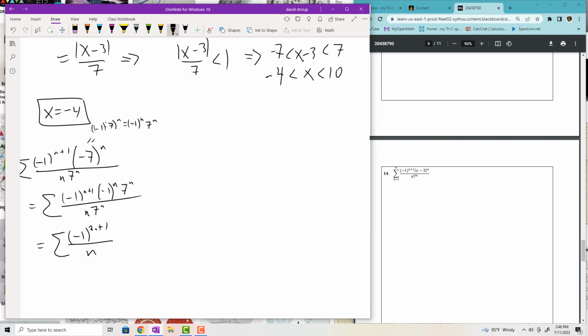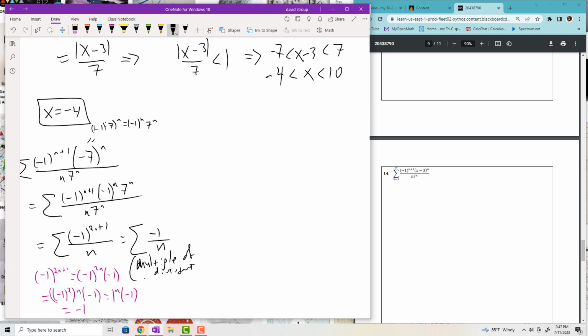And then what the heck is that numerator? Just in my brain, (-1)^(2n+1) is equal to (-1)^(2n) times (-1)^1, which is ((-1)^2)^n times -1. (-1)^2 is 1, and 1^n is just 1. And then that should just equal -1. Okay? So the series looks like it's just going to be -1 all over n. And of course, that guy is a multiple of the divergent harmonic series, which is divergent. Okay, so that endpoint is divergent, and then you go over to the 10.